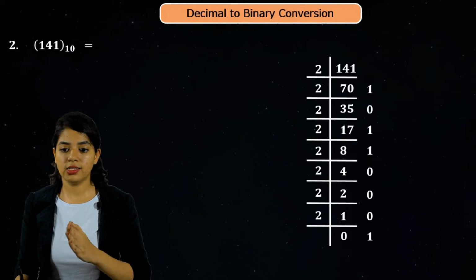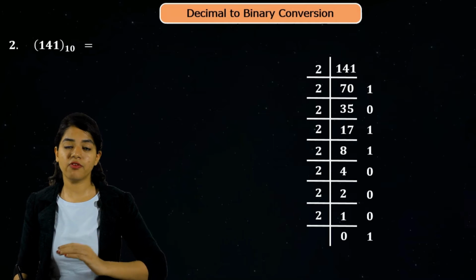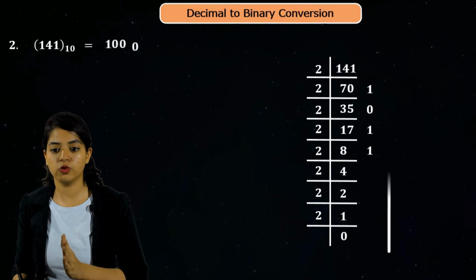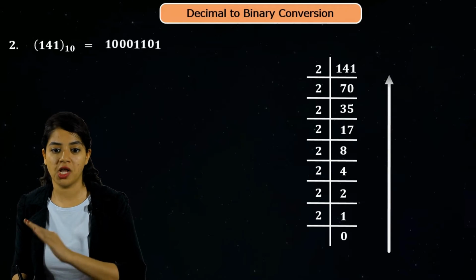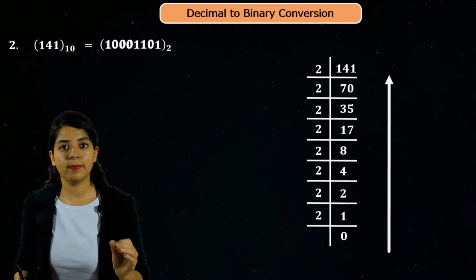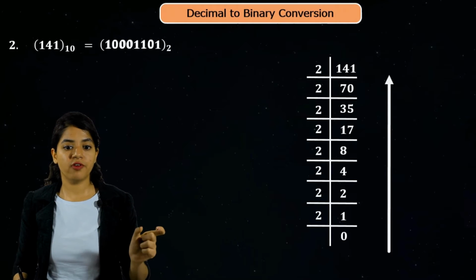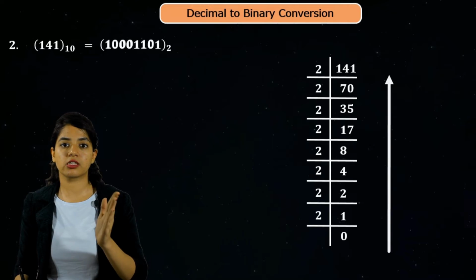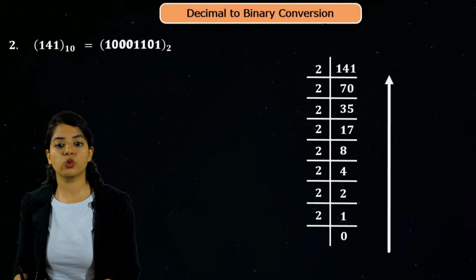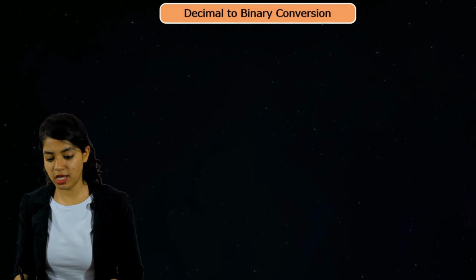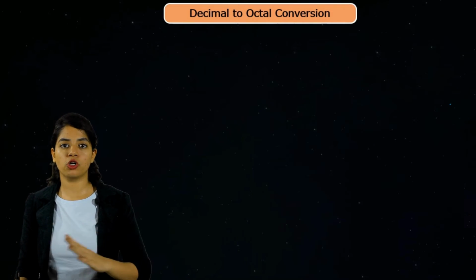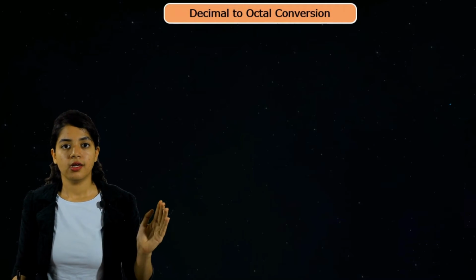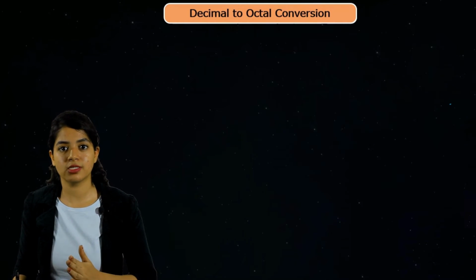So now these are the remainders that we got. Now again we will consider from bottom to the top. So 1, 0, 0, 0, 1, 1, 0, 1. This is the binary number that is formed when we are given 141 as the decimal number. Simple. We will just consider examples to convert decimal number system to binary. And now next we will convert decimal to octal. Now you have understood how we convert from decimal to binary number. Now let's consider decimal to octal number system.